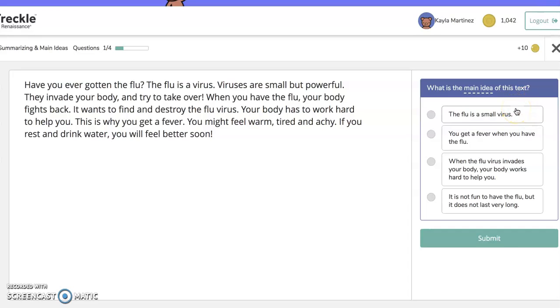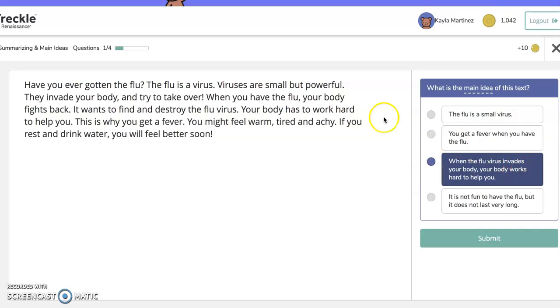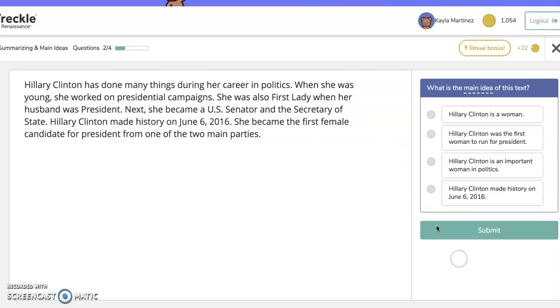The first one says that the flu is a small virus. Yeah, but it tells us how it's really powerful and that it does a lot to our bodies, right? Is the whole thing about us getting a fever? And is it talking only about the fever and how the fever is going to make you do this and this and this? No, that's just one little part of it. But in all, it's telling us that when the flu invades, our body has to work hard. And one way it works hard is the fever. Very nice job.